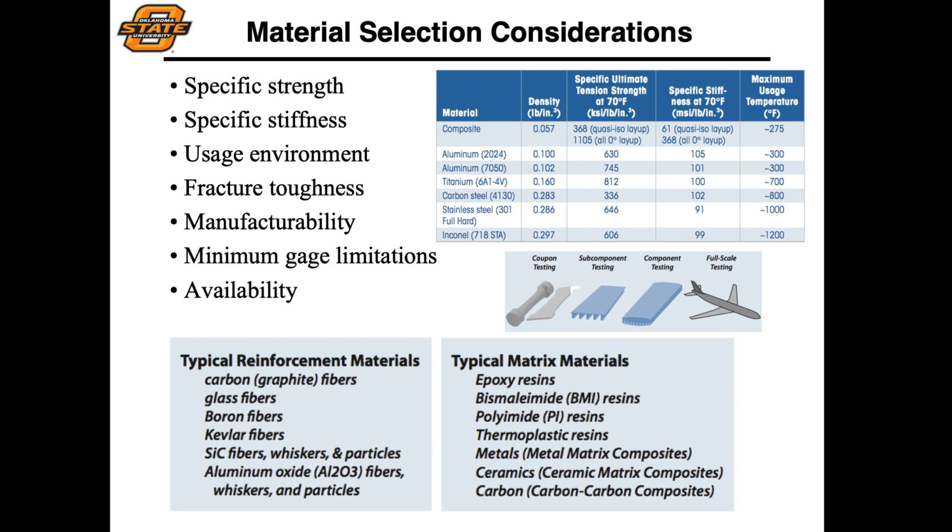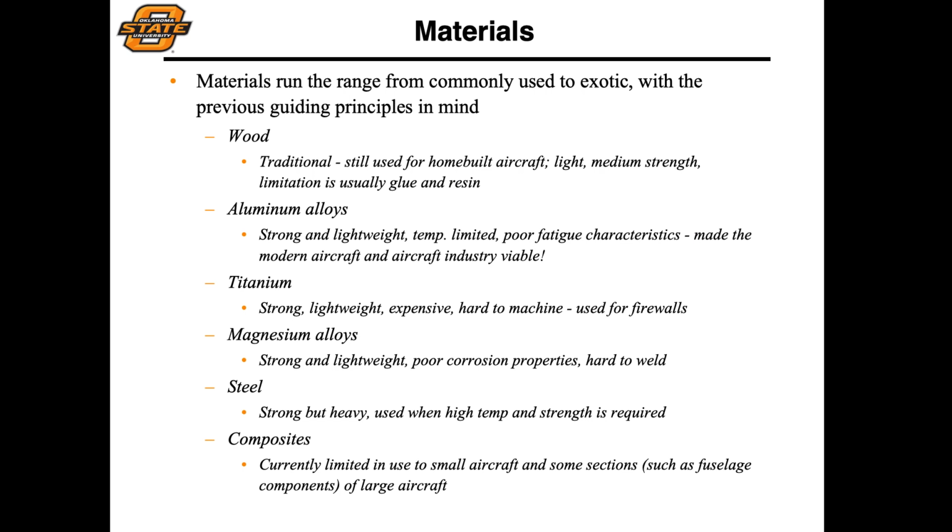Traditionally, you're going to be looking at a range of metals that you can choose from: different aluminum alloys, titanium, and steel, up to things such as carbon fiber materials, modern manufacturing options, or even some potential classical materials such as wood. So these materials run the entire gamut from things commonly used every day to fairly exotic materials.